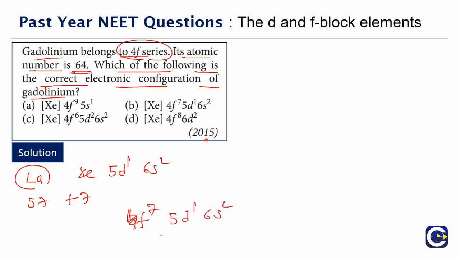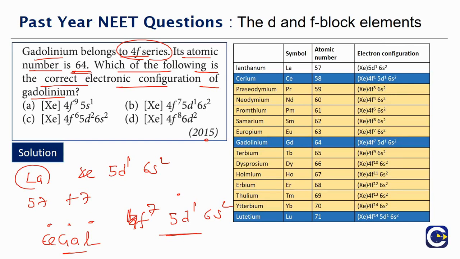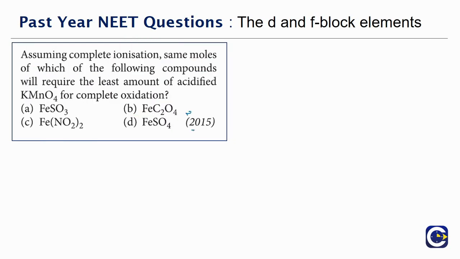5d1 6s2. Remember we said the mnemonic Segal. So cerium, gadolinium, and lutetium, these are the elements that will still have the electron in the d. First we will write it as it is, and then we will look at in which case the d electron will be shifted to f, and in which case it will not be shifted. In case of cerium and gadolinium and then lutetium, the 5d electron will not be shifted. Means what is the arrangement? It is xenon 4f7, 5d1 6s2. So what is the correct answer for this? It is option B.